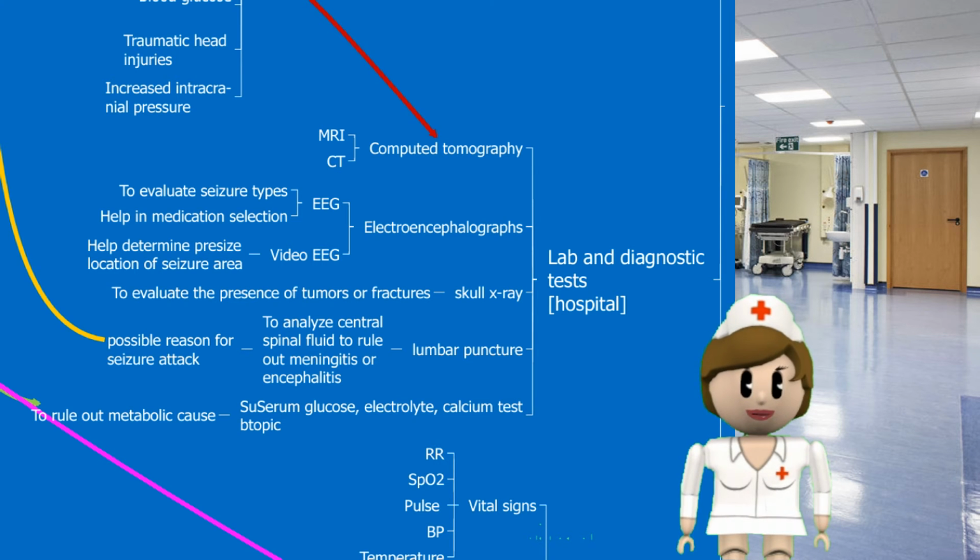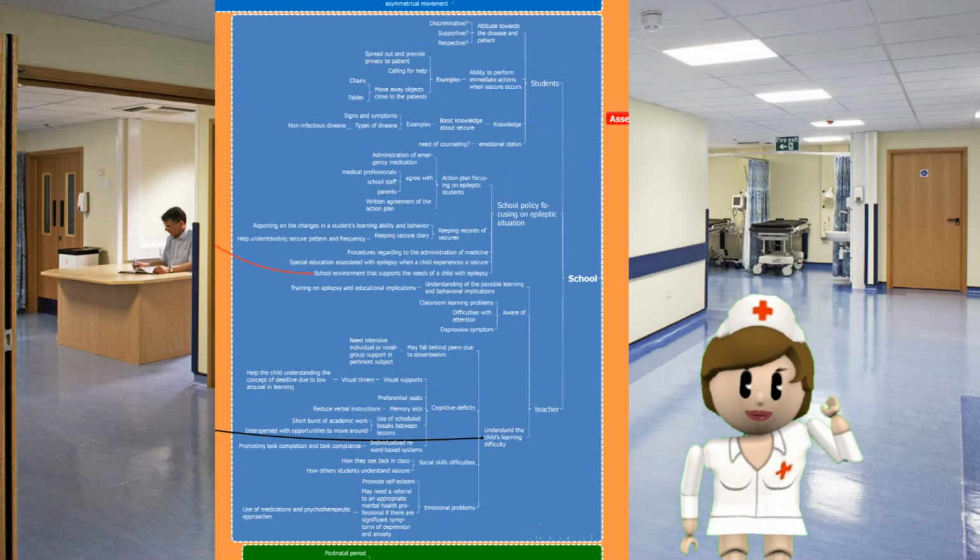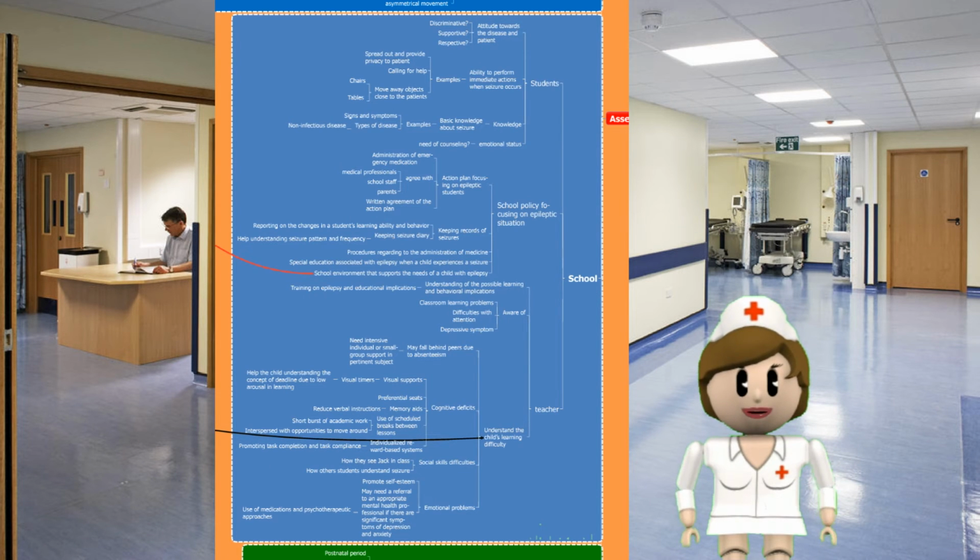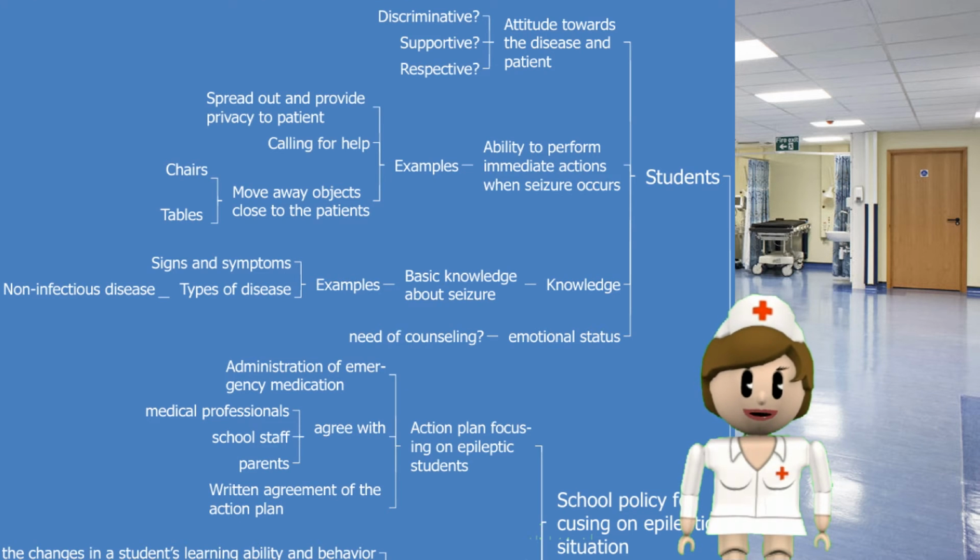The school assessment will include 3 aspects. These are the school's students, the school's seizure policy, and teachers. To assess Jack's classmates, the first thing to know is their attitude towards the disease and patient. Are they discriminative, supportive, or respectful? Also, we should assess if they have the ability to perform immediate actions when seizure occurs. For example, can they spread out and provide privacy to the patient?